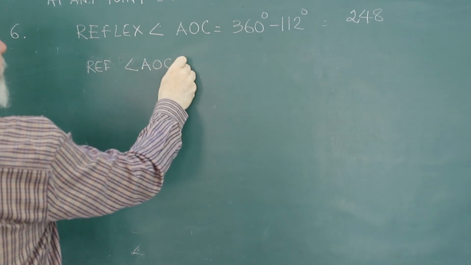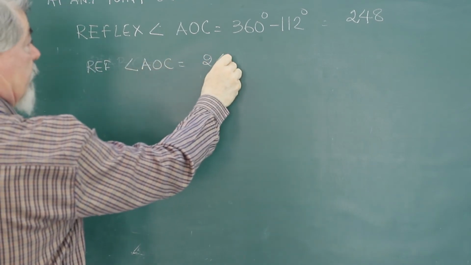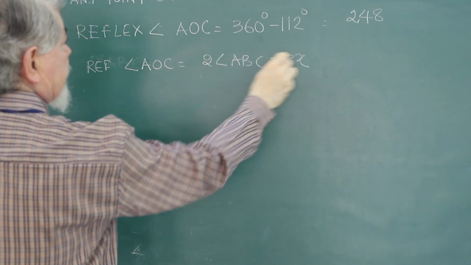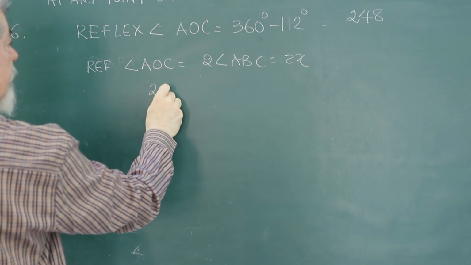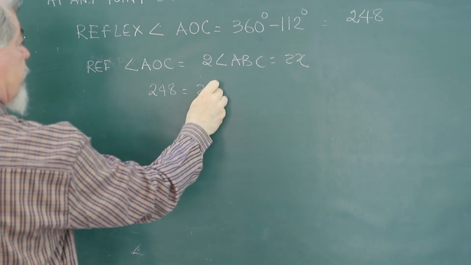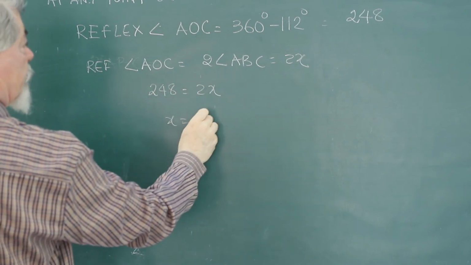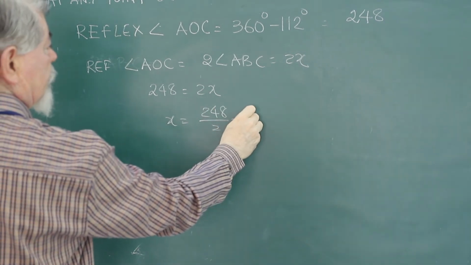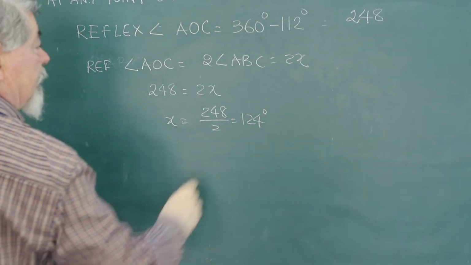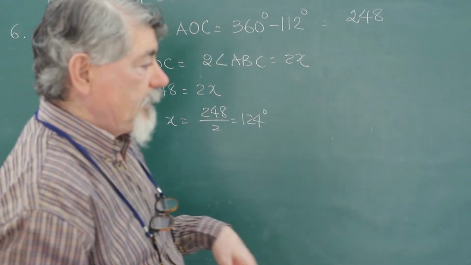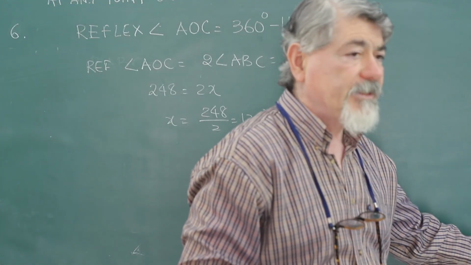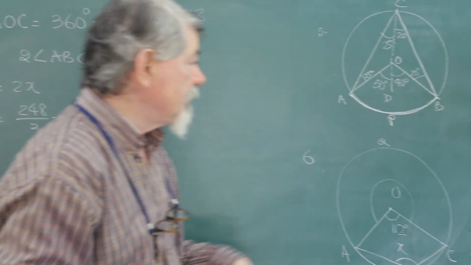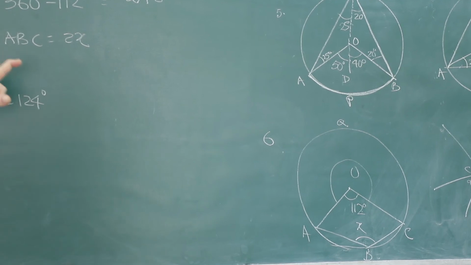Reflex angle AOC will be double of angle ABC, that is double of angle X. So 248 is double of X. So X will come out to be 248 upon 2, that is 124. So angle subtended at the center is double the angle which it subtends at the remaining part of the circumference. Here this reflex angle is coming out to be 248.